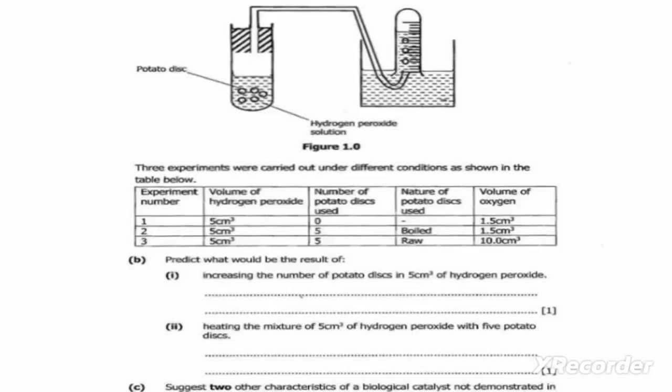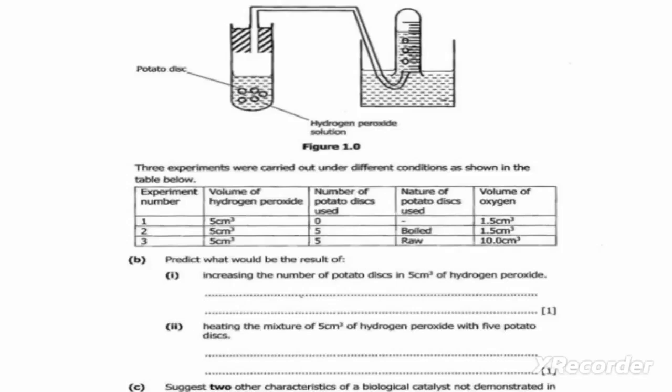We shift to the next question, which is question B. Predict what would be the results of A, increasing the number of potato discs in 5 cubic centimeters of hydrogen peroxide. So this experiment was set up to break down hydrogen peroxide. Hydrogen peroxide is a compound having hydrogen and oxygen. So the enzyme found in the potato discs is used to break down hydrogen peroxide so that oxygen can be released.